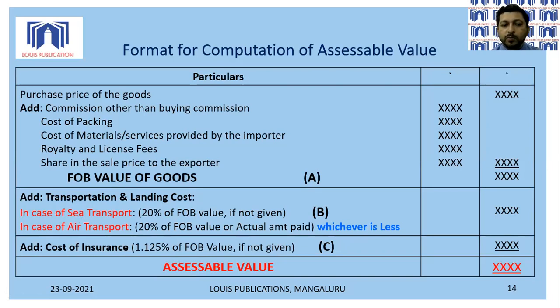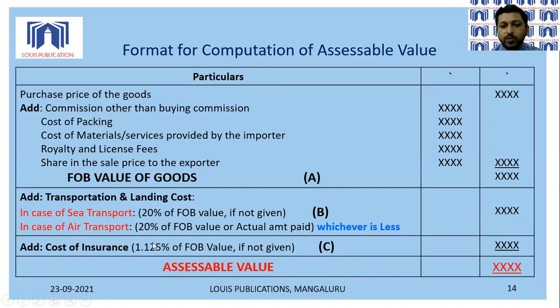But in case of air transport, even though the value is given, we compare 20% of FOB value or the actual amount paid among the two, whichever is less. Whichever is less, that value will be taken.